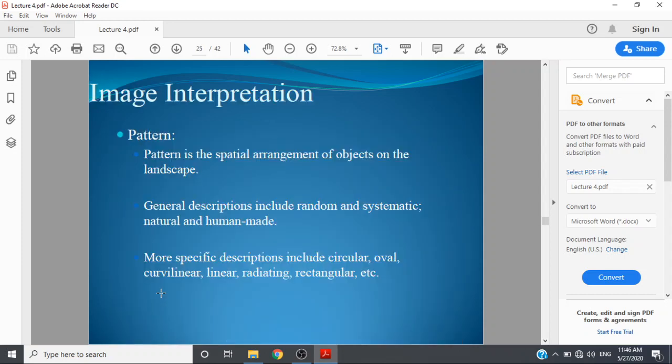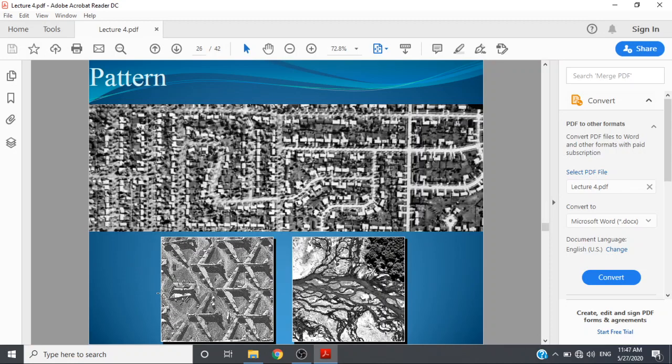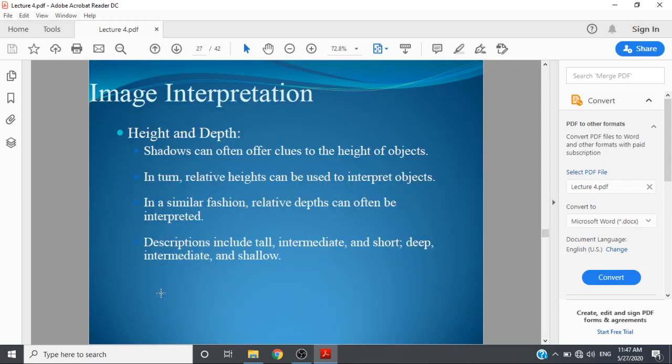Image interpretation. Pattern is the spatial arrangement of objects on the landscape. General descriptions include random and systematic, natural and human-made. More specific descriptions include circular, oval, curvilinear, linear, radiating, rectangular, and etc. So here is the example of pattern of the objects in the images.